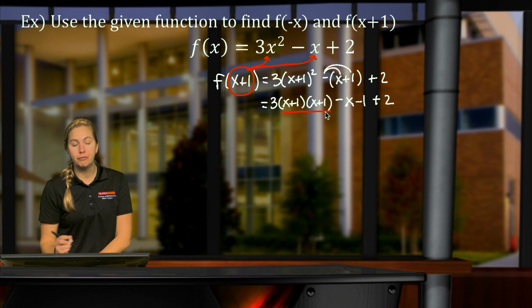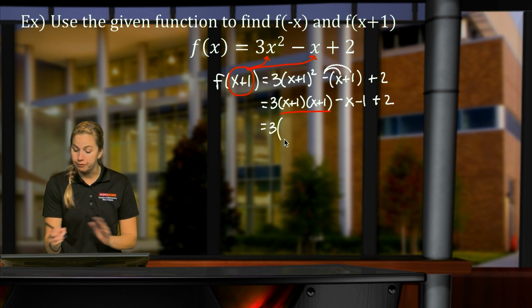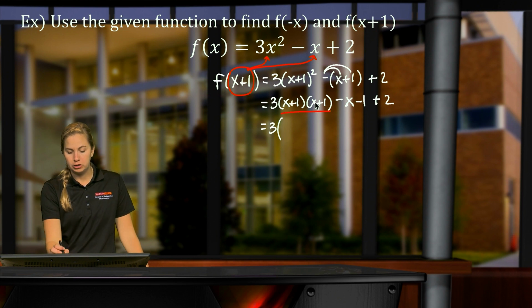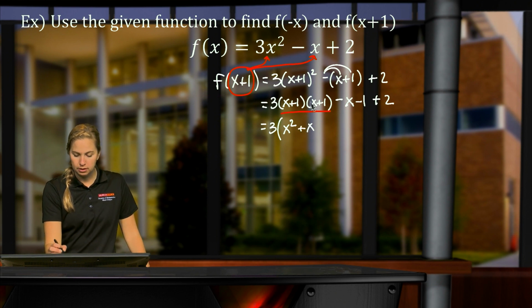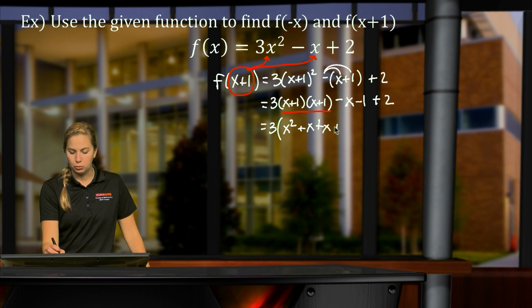Next, we are going to FOIL those two binomials. So I've got the 3 hanging out in the front still. First, x times x is x squared. Outer, x times 1 is x. Inner, 1 times x is x. Last, 1 times 1 is 1. And now I'm just rewriting what I had before.